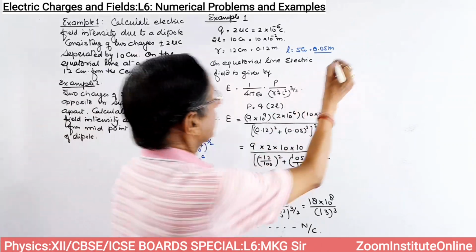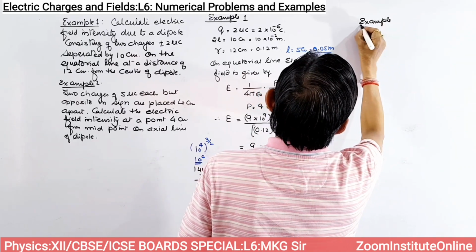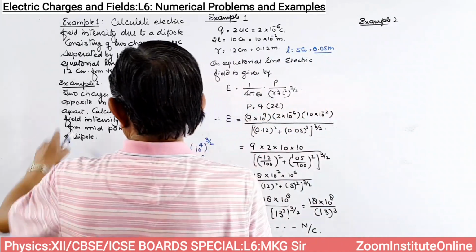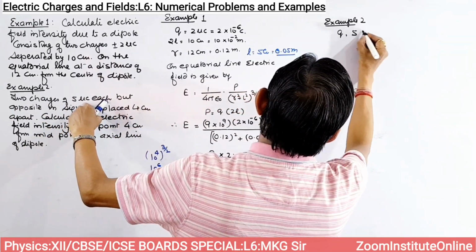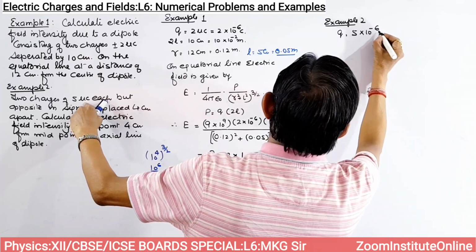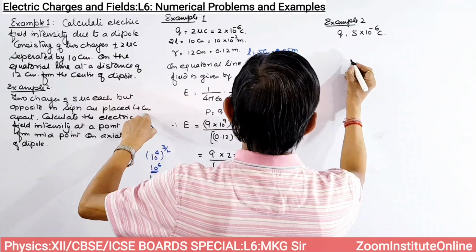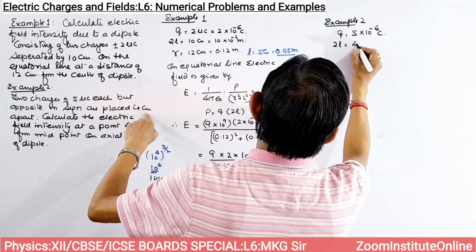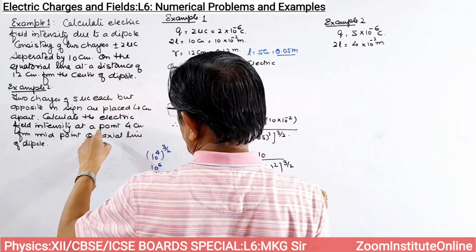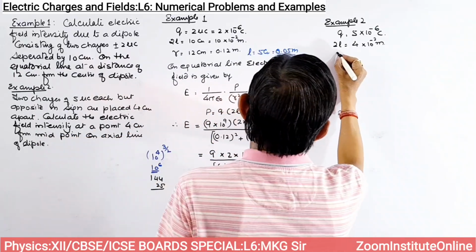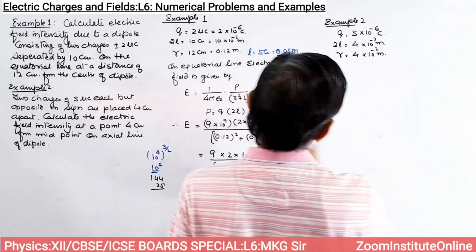Now come to example 2. What is example 2? Two charges of 5 microcoulomb each. So Q is equal to 5 into 10 to the power minus 6 coulomb, opposite in sign, separated by 4 centimeter. So 2L is equal to 4 into 10 to the power minus 2 meter. Calculate the electric field intensity at a point 4 centimeter away, means R is also equal to 4 into 10 to the power minus 2 meter.